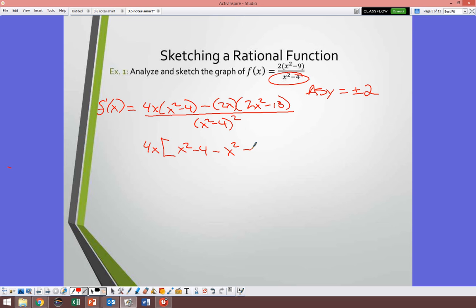X squared plus 9. Okay, what's going to happen to these things right here? They cancel. So those are going to cancel out, so I'm going to be left with what? 5 times this, right? So it's going to be 20x all over x squared minus 4 squared. So this is my first derivative, right?